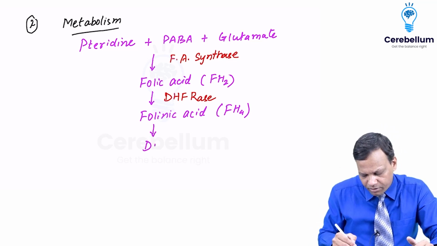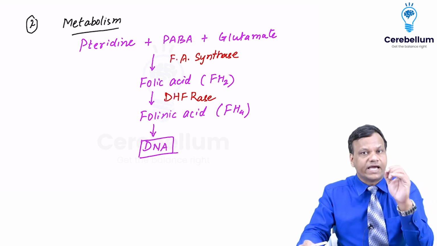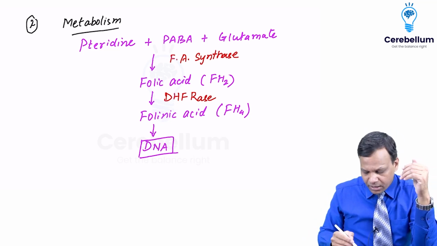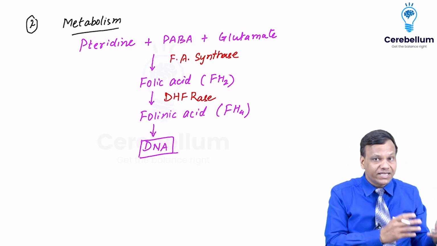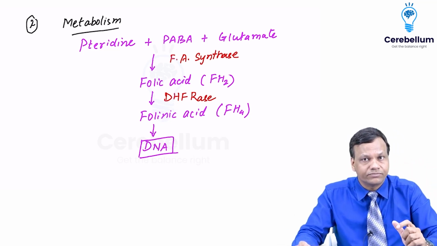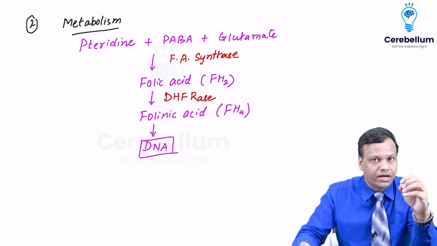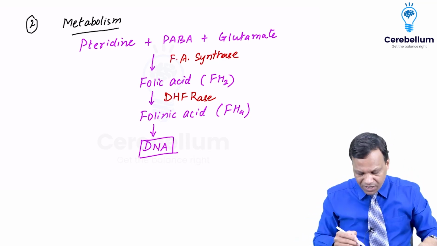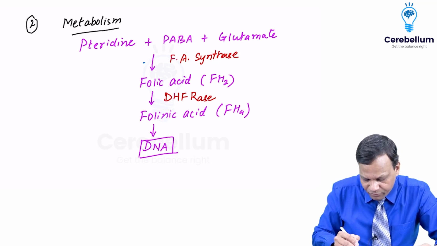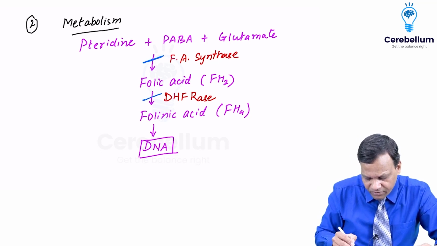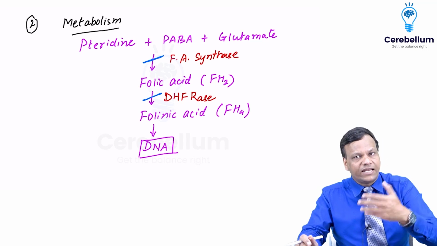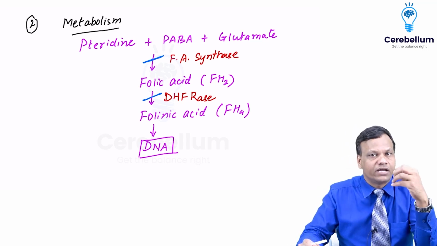It can help in formation of DNA. Folic acid helps in formation of DNA. So through this pathway, human cells as well as bacterial cells are forming DNA. So if we want to stop the bacterial growth, we need to stop this pathway. And how can we stop? We have two methods. We can inhibit the first enzyme, or we can inhibit the second enzyme. If we inhibit any of these enzymes, we will stop DNA formation.